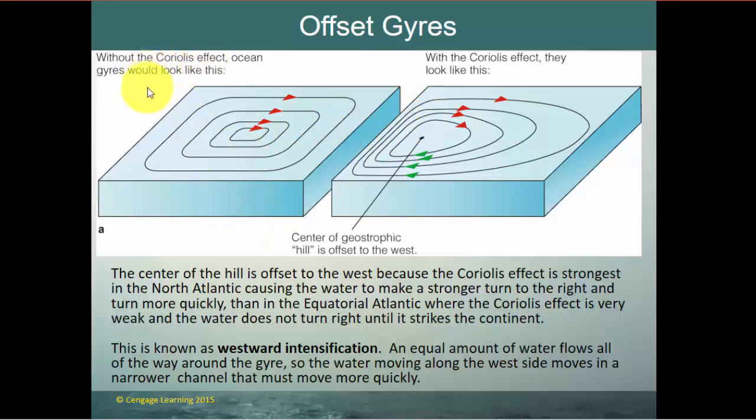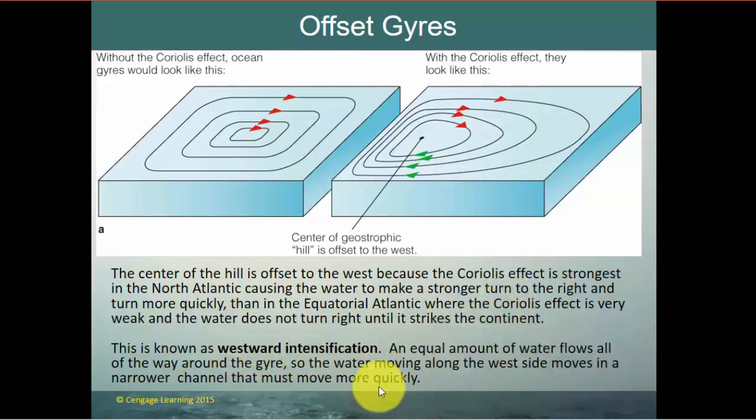Without the Coriolis effect, the gyres will look like this. With the Coriolis effect, and the fact that the Coriolis effect is strongest in the North Atlantic, it makes a stronger turn to the right, and it turns more quickly than at the equatorial Atlantic. So what ends up happening is you get this western intensification.